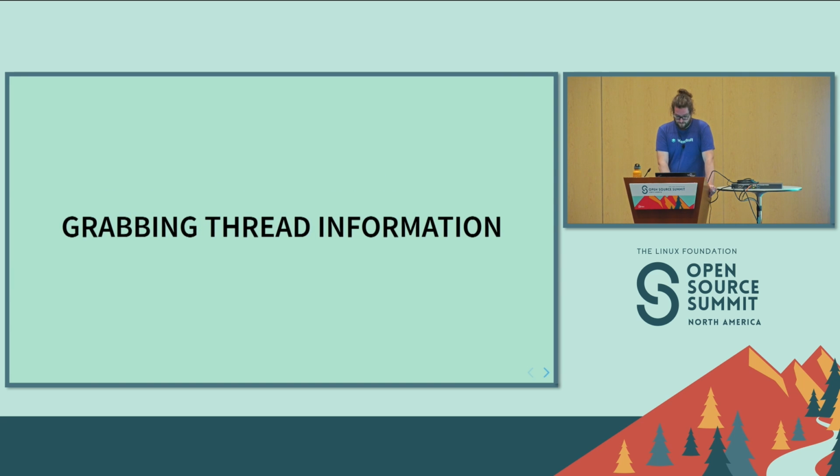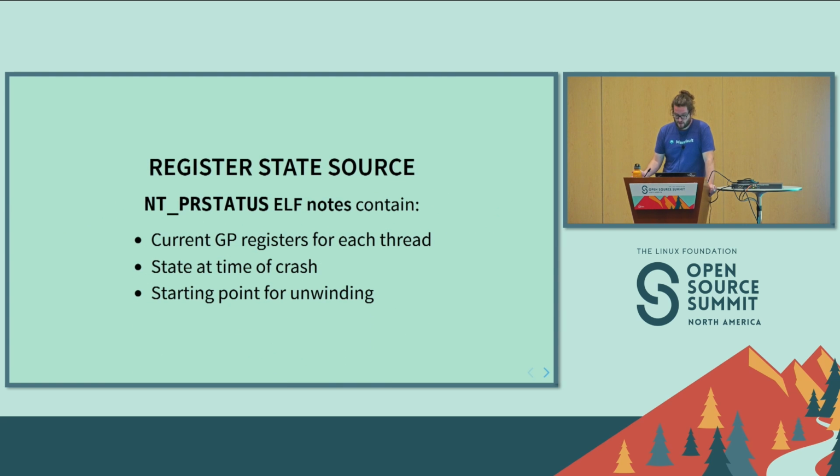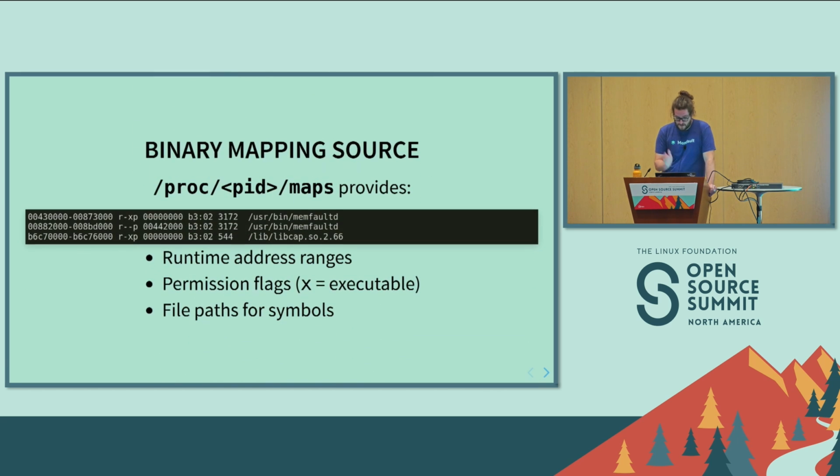All right, so now we need to finally grab our thread information. It's going to be pretty similar to what we looked at before. It's the process status note, and we're going to get the GP registers for each, do the same thing. We'll go into the maps, look at all of these different runtime addresses, and then we're going to find everything we wanted.